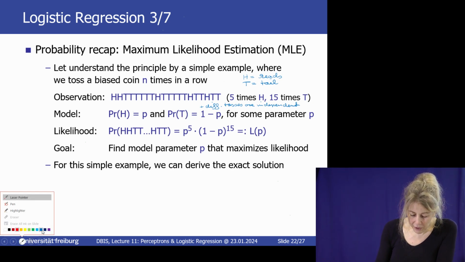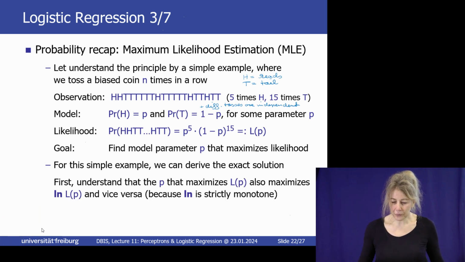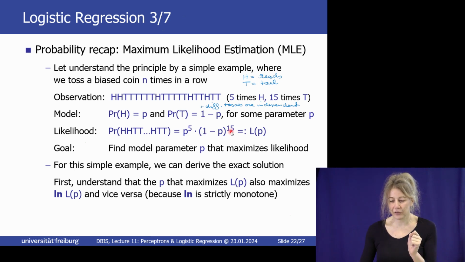So what do we want? I define this here as likelihood L of P. We want to find the P which maximizes this. That's a simple optimization. I think you still do that in school. You want to find the P where this is maximal, which means you somehow have to compute the derivative. It's not nice to compute the derivative of this. Think about it, right? Multiplication rule, it gets messy.